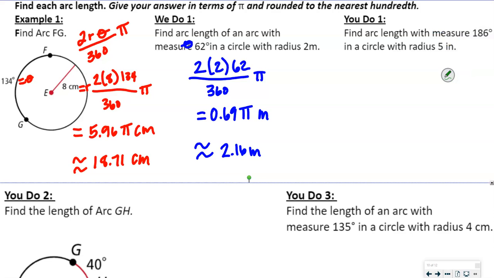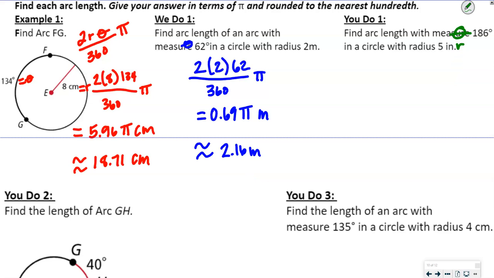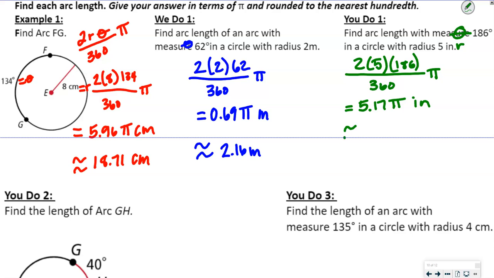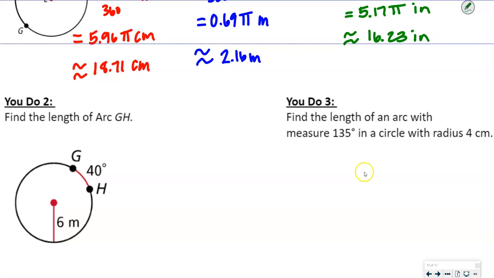We got another one. So this one is your you-do. You can pause the video here and do this one and come back to me when you're done. Okay, so again, this is our theta, this is our r. You're going to go 2 times pi times 5 times 186 divided by 360. We're leaving that pi in the answer. So when we do that, I got 5.17 pi, and this would be inches. And then when I multiplied it, that's my approximate answer again, and this is going to be 16.23 inches. Okay, go ahead and do the next two and come back to me when you're done.